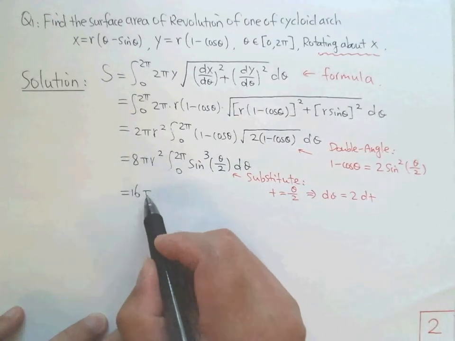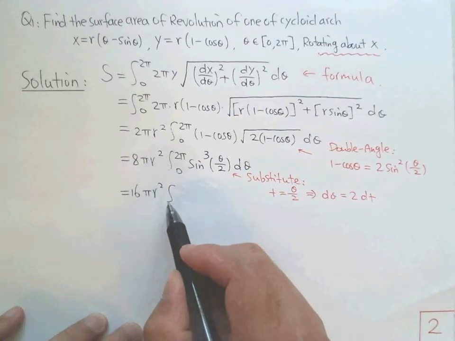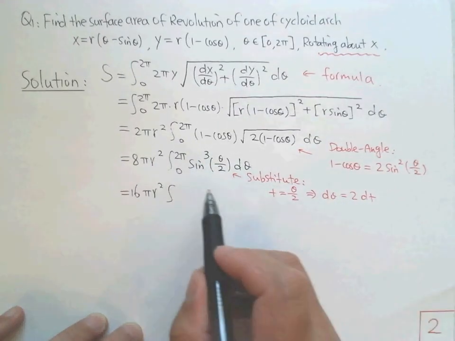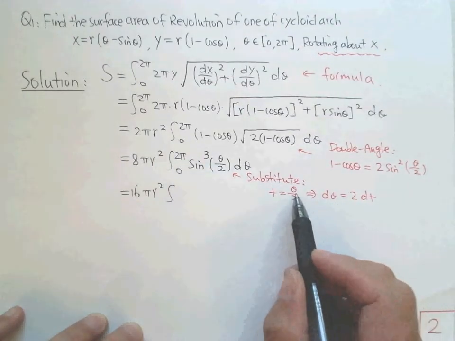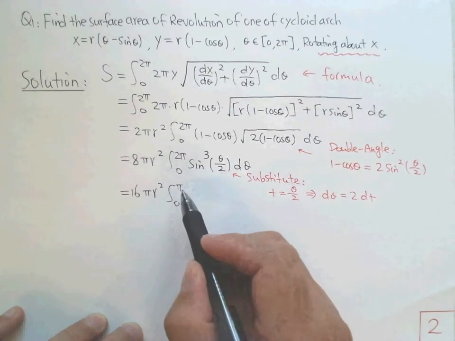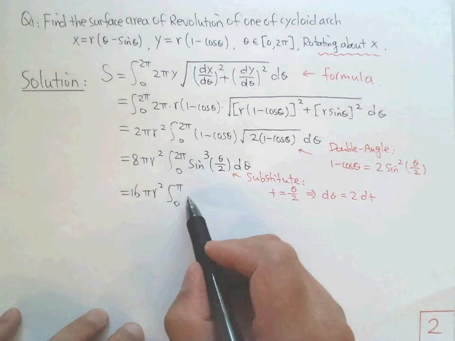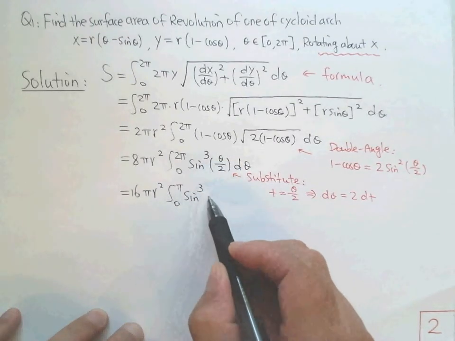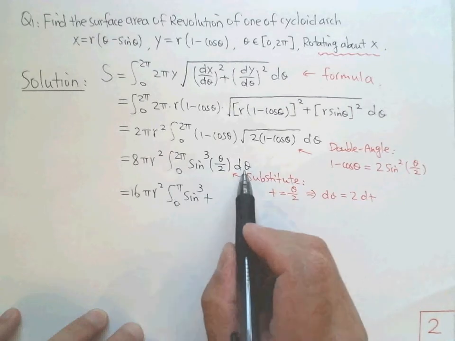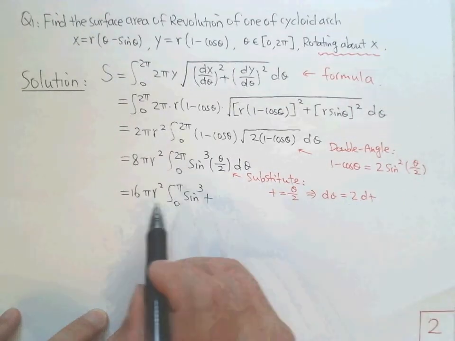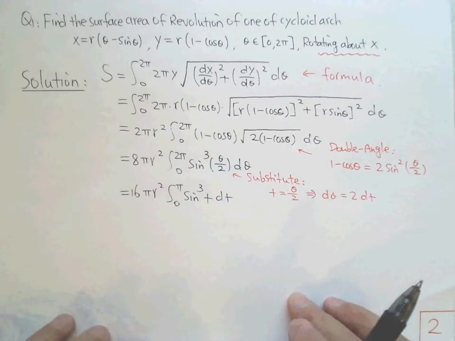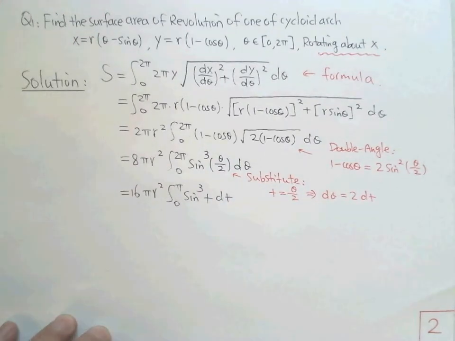This is 2 times 8 equals 16 pi r squared. And then don't forget to change the limits, right? The original limits are from 0 to 2 pi, and after the substitution they go to 0 to pi. This term is sine raised to the third power. The half angle now equals t, and the d theta we just did is 2, already put here, so it's dt. And how do we do it now?